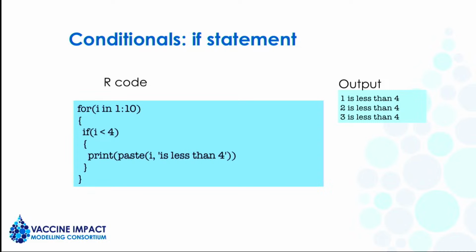A logical condition is just a comparison between a number, in this case the loop variable I, and some other number. That could be less than, equal to, less than or equal to, not equal. There's a whole range of logical comparisons we could make. In this case, we loop over 1 to 10, but we're only printing out the values of I that are less than 4. So we just get 3 lines of output for this loop.